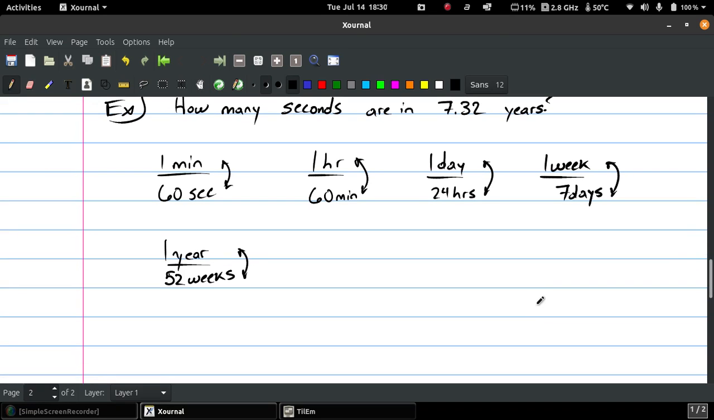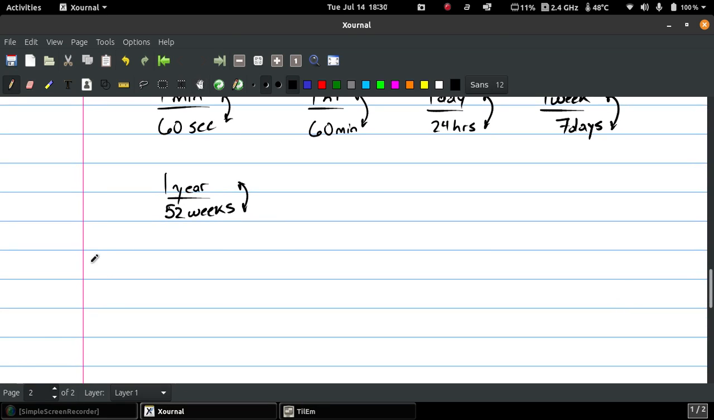So what I'm going to do to solve this is we have all of these conversion factors. We need all of these to solve this. So we have 7.32 years. So we have to get rid of years. So where is the one with years? It's right above us right here. So we're going to put 52 weeks on top because we have to get rid of the years. So years is gone. I'm going to cross these out as I go.